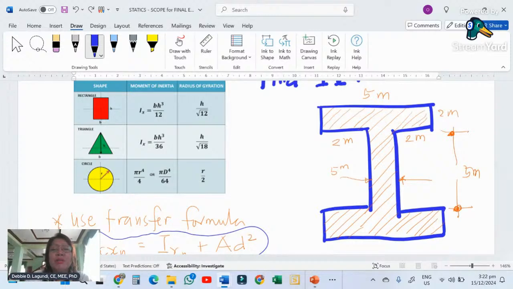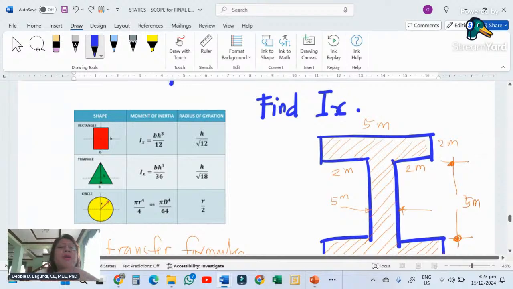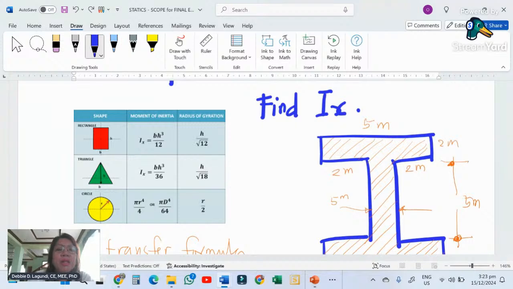What can we do here to find the moment of inertia? What is this, by the way? Moment of inertia is the resistance of a body against rotation. So first off, you must know where your centroid is. What we're going to do here is find the moment of inertia about the centroid of the whole composite shape. So I'm going to change that to find the moment of inertia about the neutral axis of the shape.